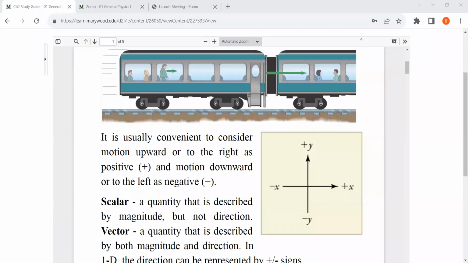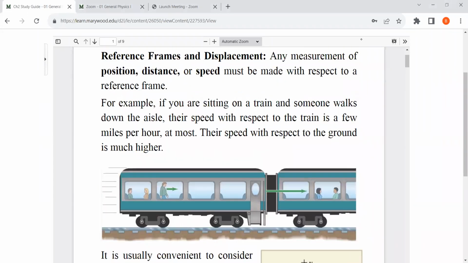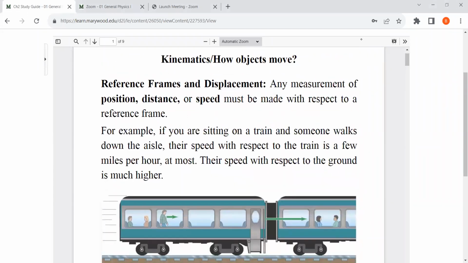Hello everyone. Let's start a new chapter. It is chapter 2, and this chapter is basically on kinematics. Basically, kinematics in one dimension.